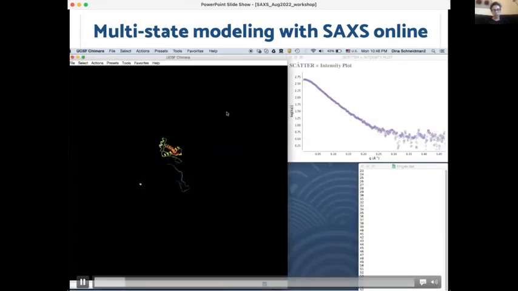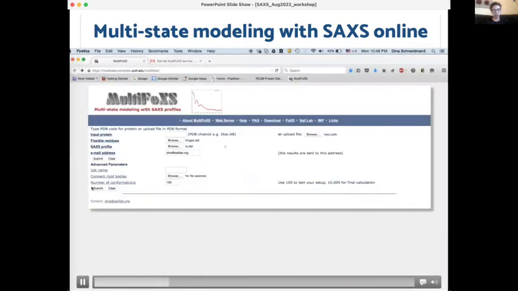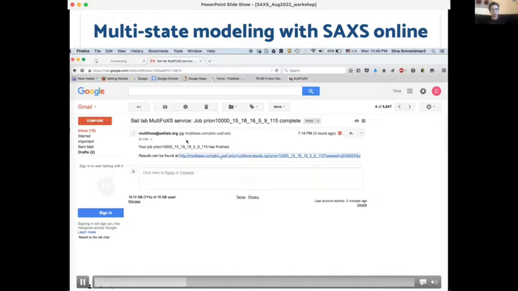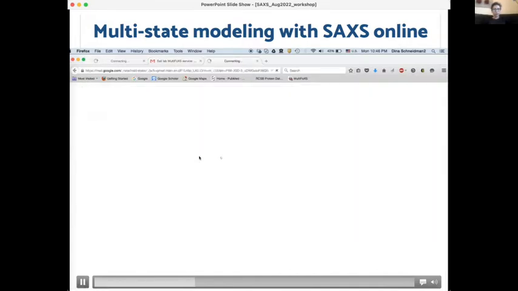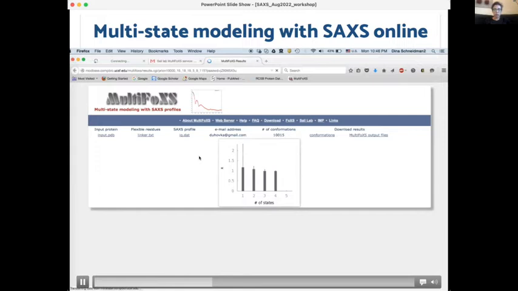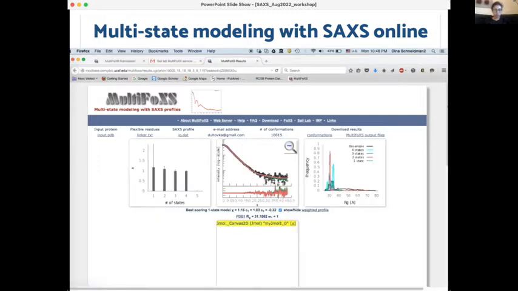This is the modeled linker. You see it's completely disordered. And this is the list of flexible residues. Basically, this whole linker was given as flexible residues. We submit, and we get an email. And this is how the results page looks.